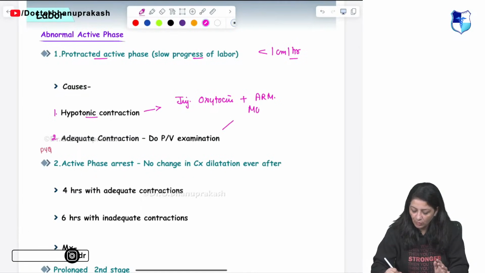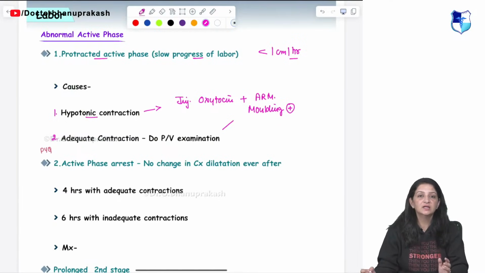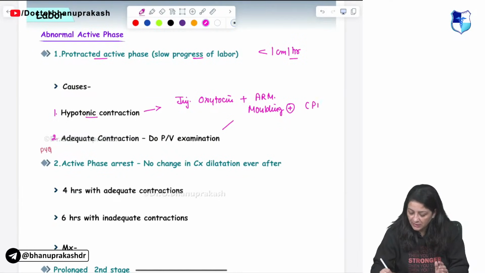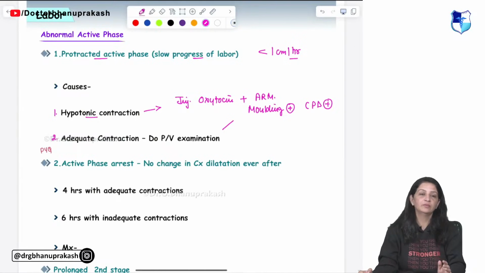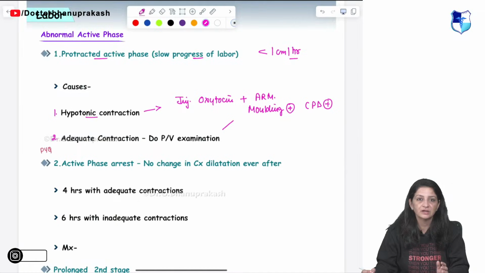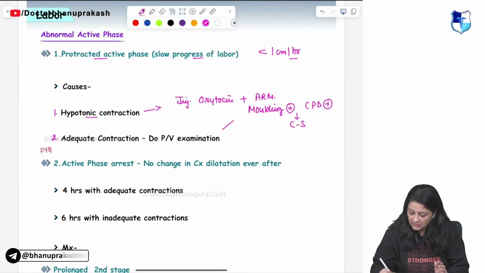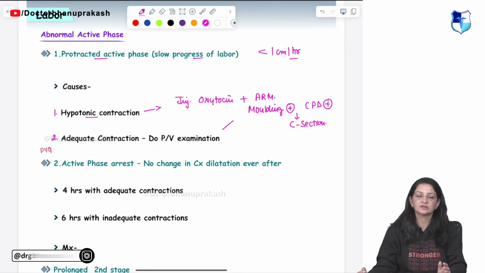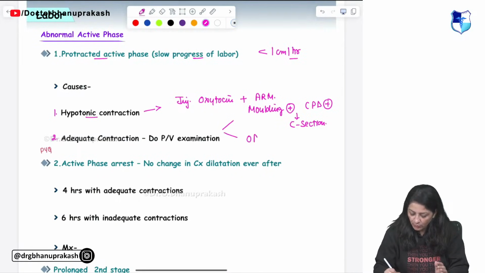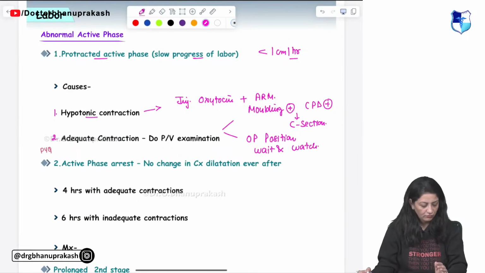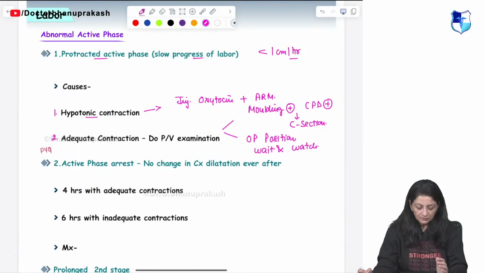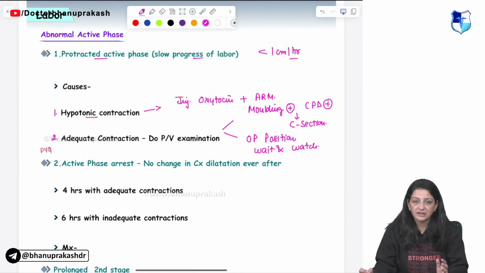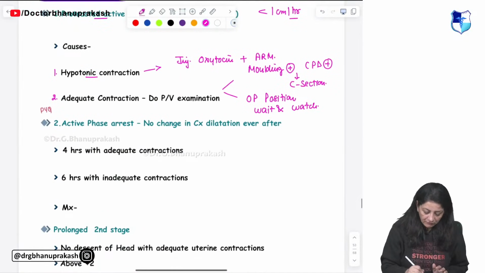If there is molding, overlapping of the fetal skull sutures, it means CPD, cephalopelvic disproportion, is present. Then the treatment is caesarean section. If there is an occipito-posterior position, then we can wait and watch. So this is the abnormal protracted active phase. Now, this was a PYQ.